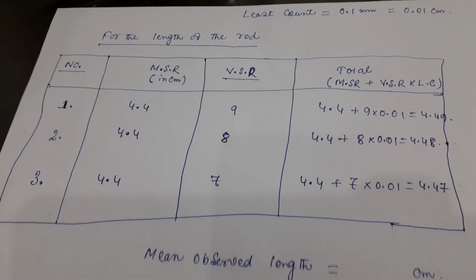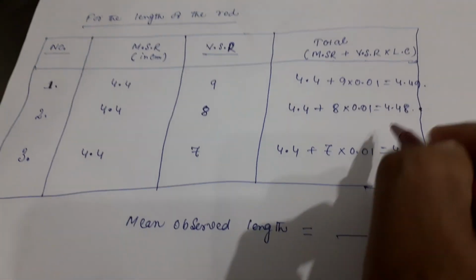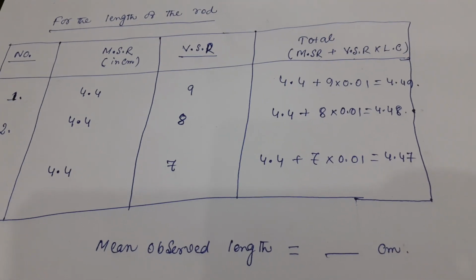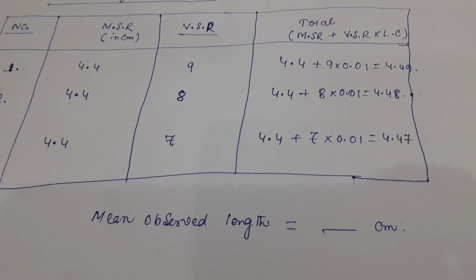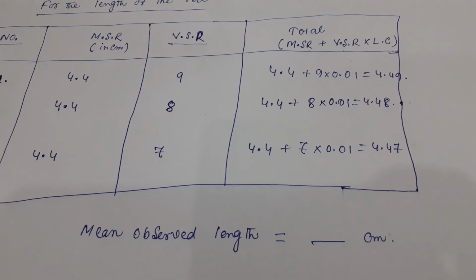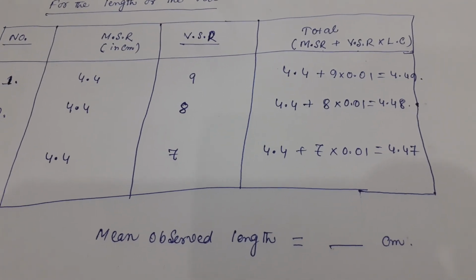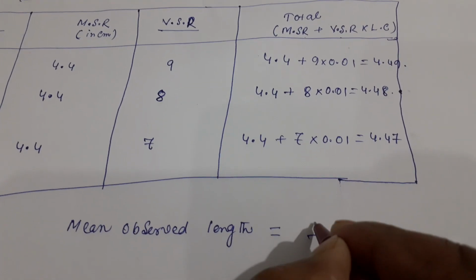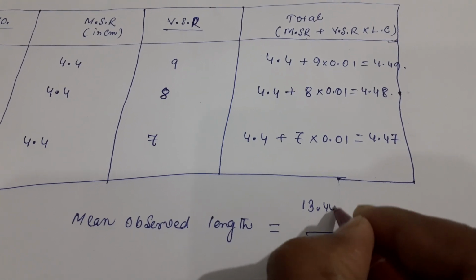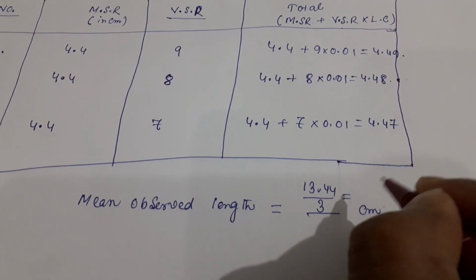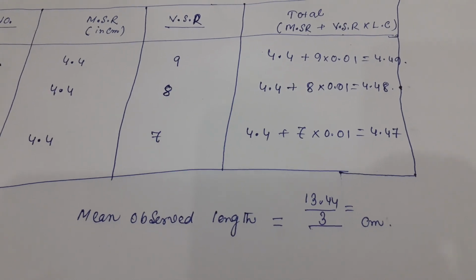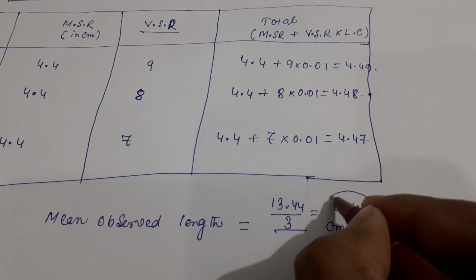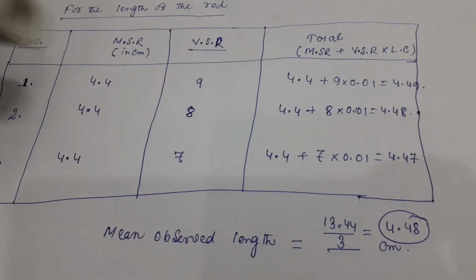Now you have to take the mean of that one. So you add these 3 and then you divide by 3, you will get the result. I am just taking the help of the calculator. 4.49 plus 4.48 plus 4.47. So that is coming as 13.44, divided by 3. So the value is what? Divided by 3 is coming as 4.48. So 4.48 centimeter will be the actual length of this cylindrical body.